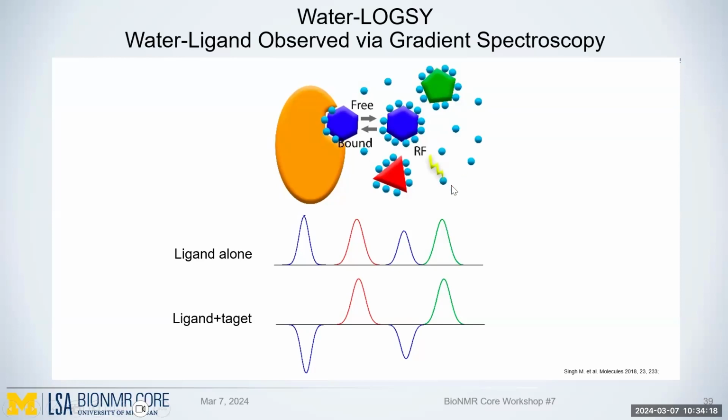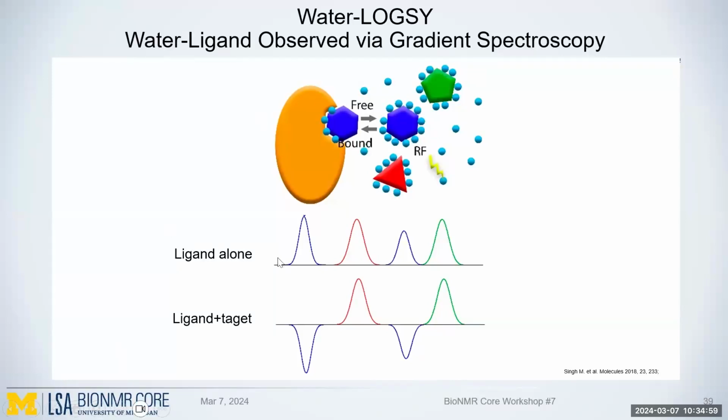Here you can see that we apply a pulse to the water resonances. And since water is continuously in contact with bound ligand and free ligand, it can then transfer this saturation from water to those ligands through a process called NOEs, nuclear Overhauser effect. So for those ligands that do not bind to the macromolecule, they experience positive NOEs and show positive peaks in the NMR spectra. And for the ligands that bind to the macromolecule, they experience negative NOEs and have negative peaks in the NMR spectrum.